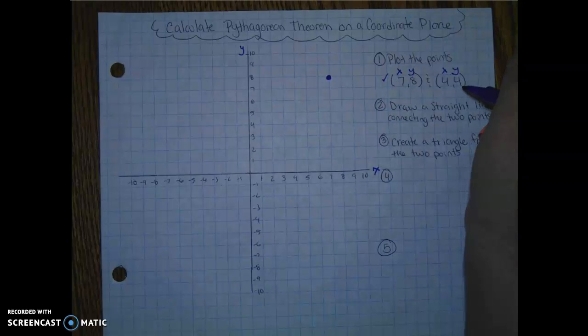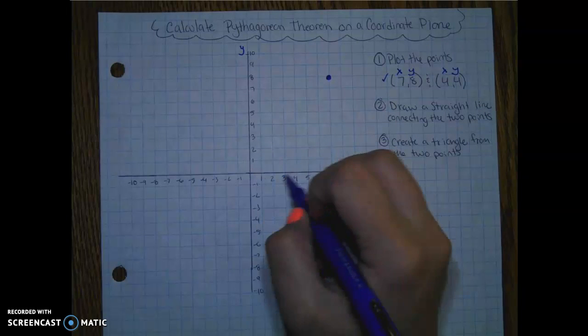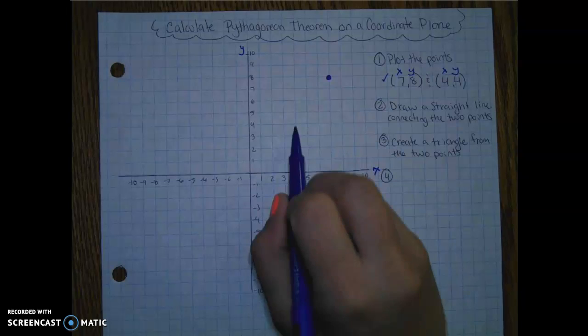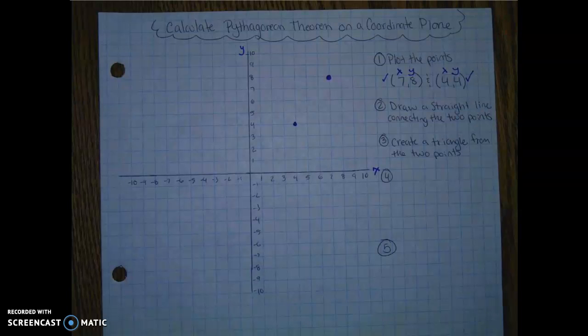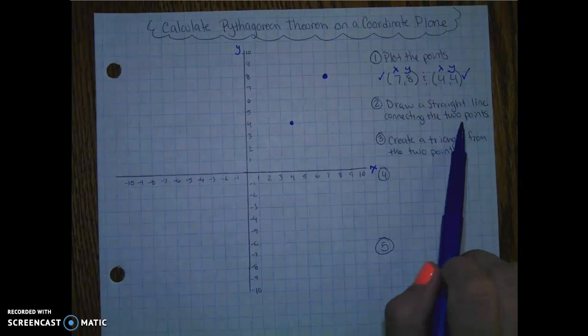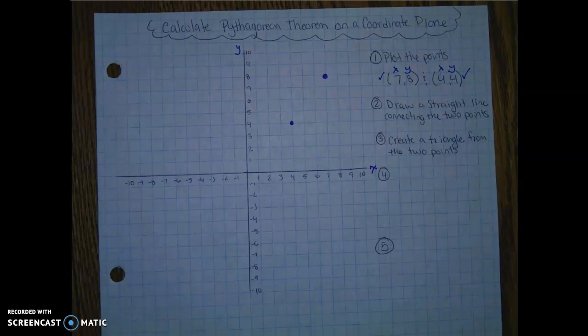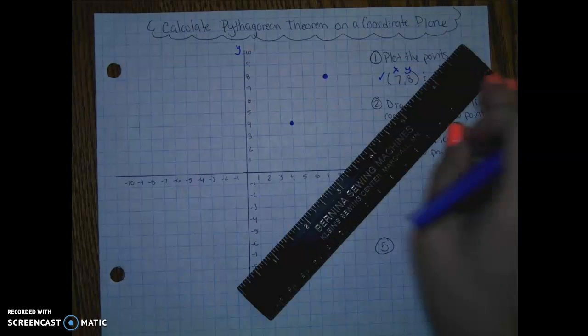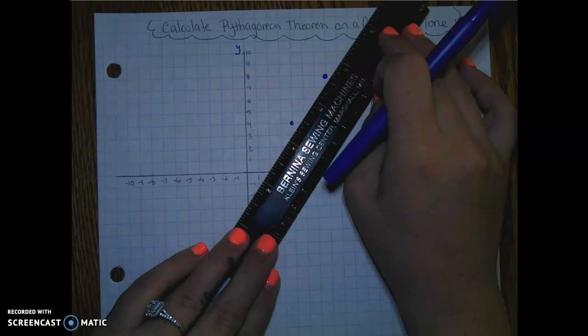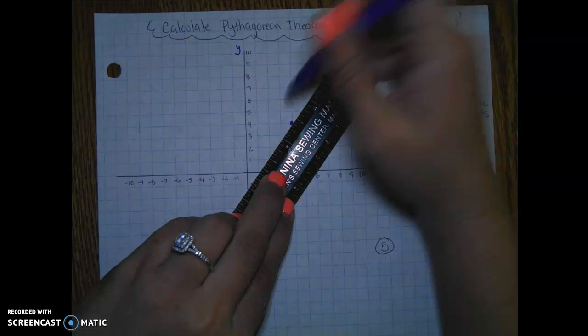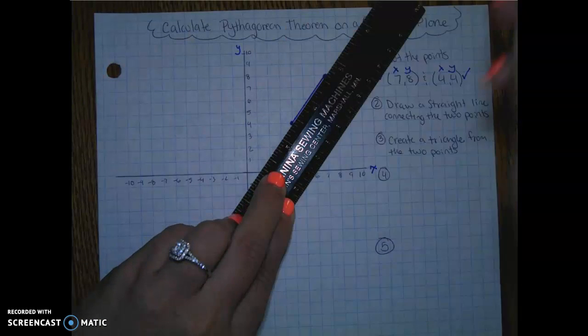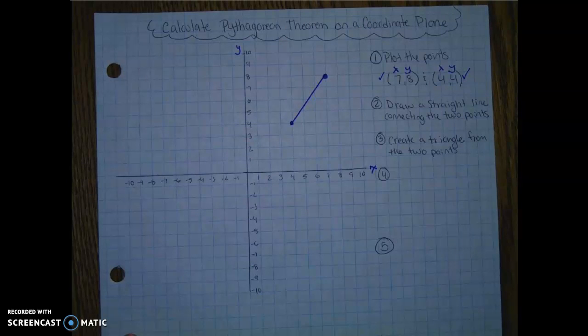Now I'm going to plot my second point at 4, 4. Start at 0, move to the right 4, and go up to 4. Perfect. I finished my first direction. Second, it says draw a straight line to connect the 2 points. So I'm going to take my trusty ruler and draw a straight line connecting the 2 points. You might be questioning, well, why? What does that have to do with anything? You'll see in just 1 second. So I'm going to check that off.